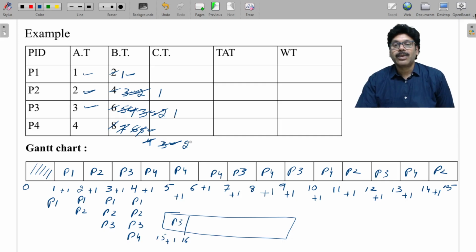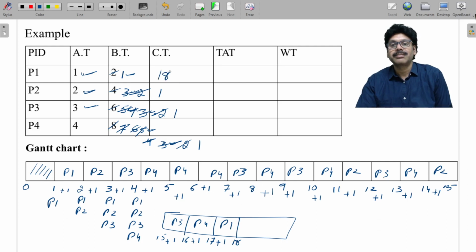Then 2, 1, 1. P4 will be given a chance. It executed 1 unit of time. Then all ones. See the magic of LRTF. Whenever burst times are the same, take the lowest process ID, P1. So it is completely executed by 18.